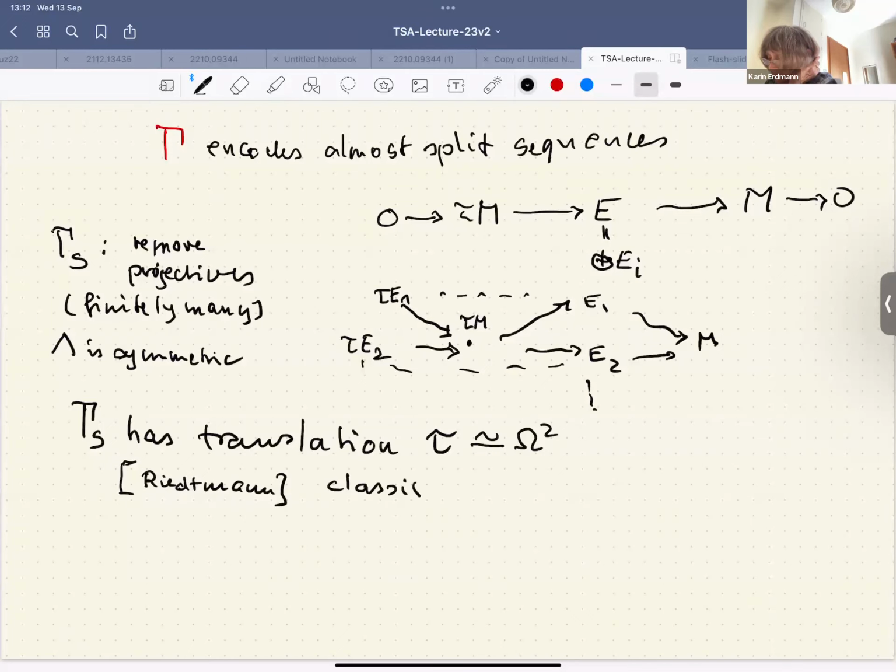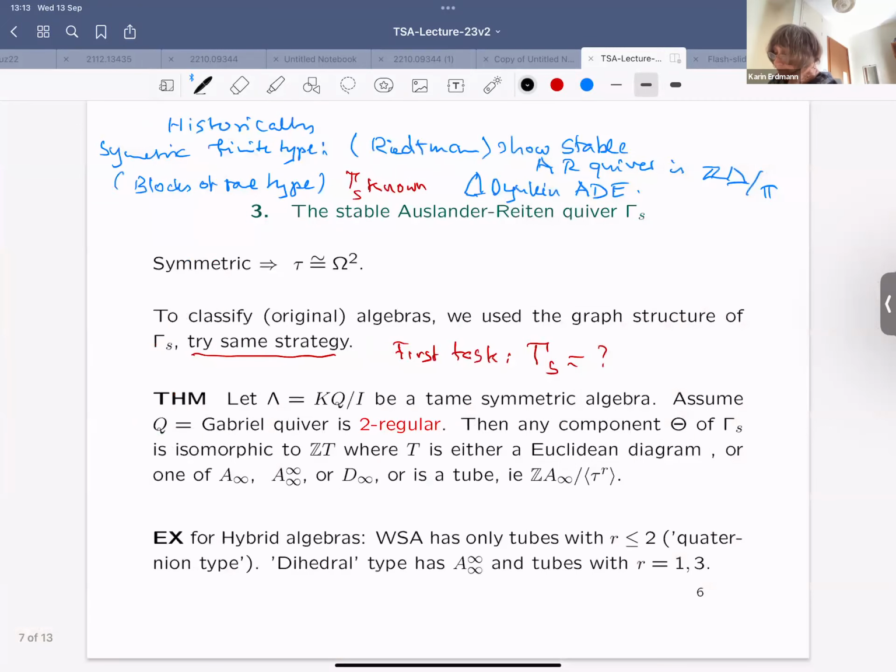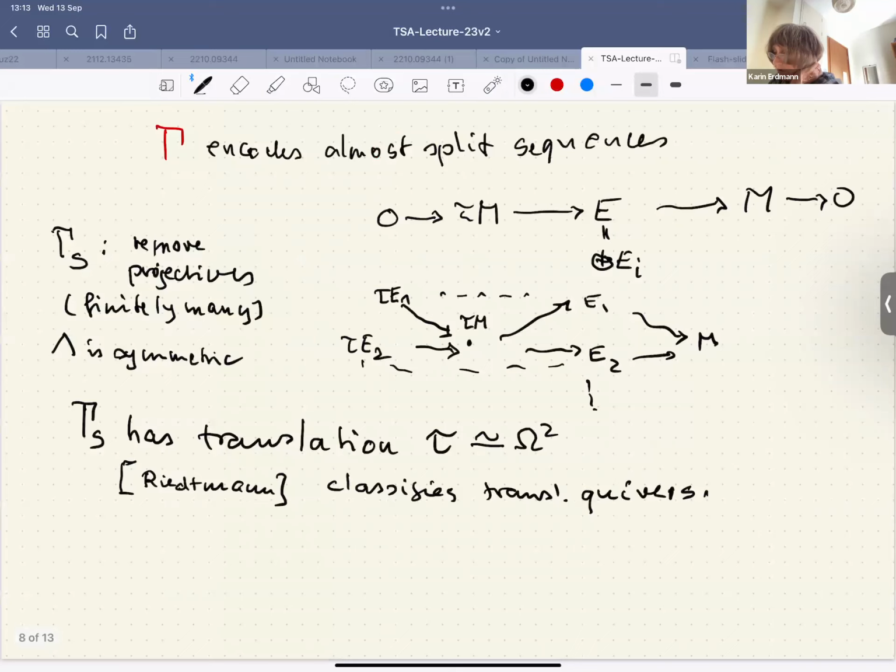which classifies translation quivers. And so in the case we're looking for, we can show that, so the main result is showing that if we take a component, then it is isomorphic to ZT, and T is either Euclidean or A infinity, A double infinity, or D infinity, or could also be a tube. So I should get back to my picture.